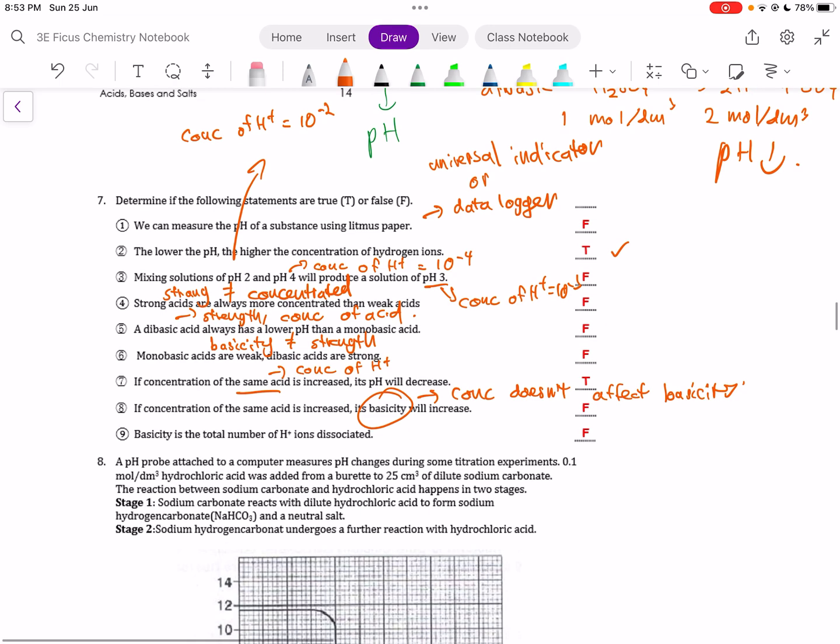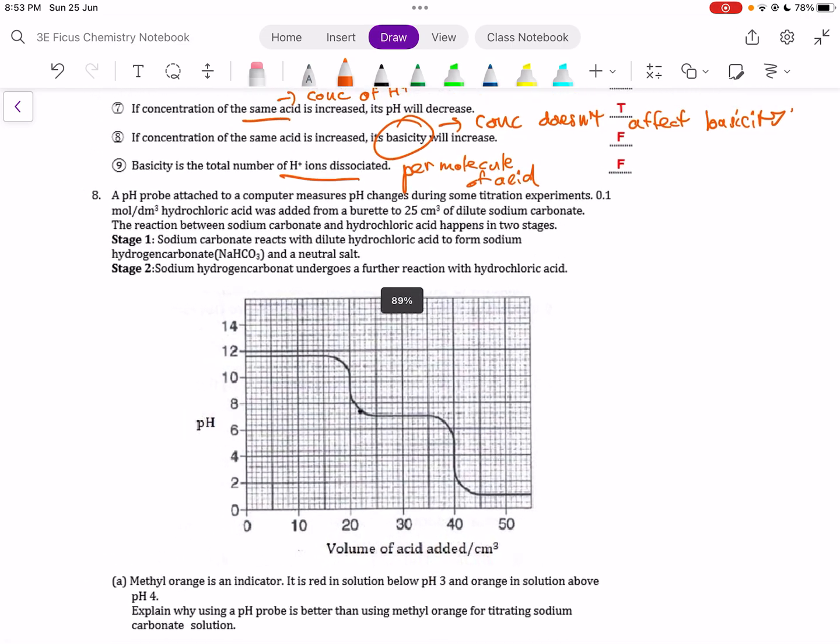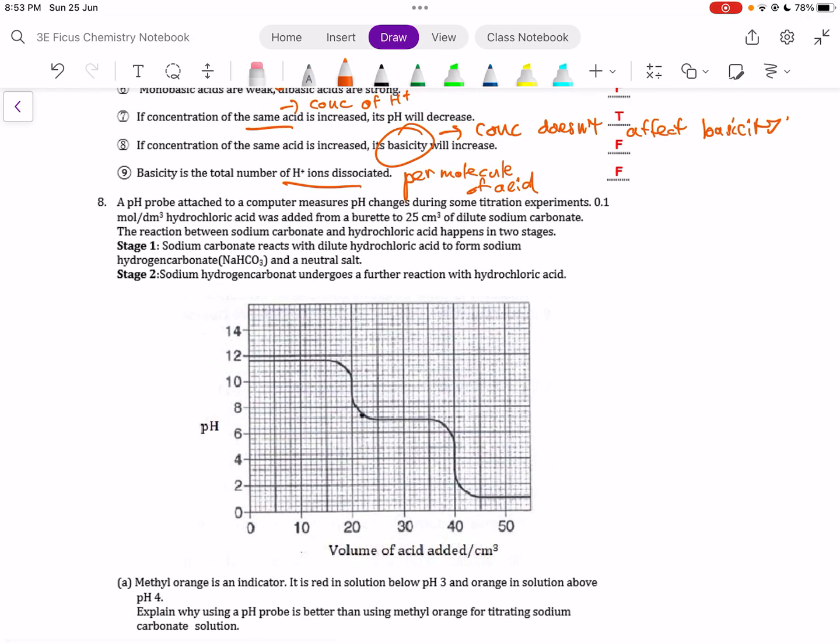Basicity is the total number of H plus dissociated per molecule of acid. It's false because they never said per molecule of acid. Okay, right. Let's look at an example on the titration curve. This used to be an O-level question quite some time back in 2010.